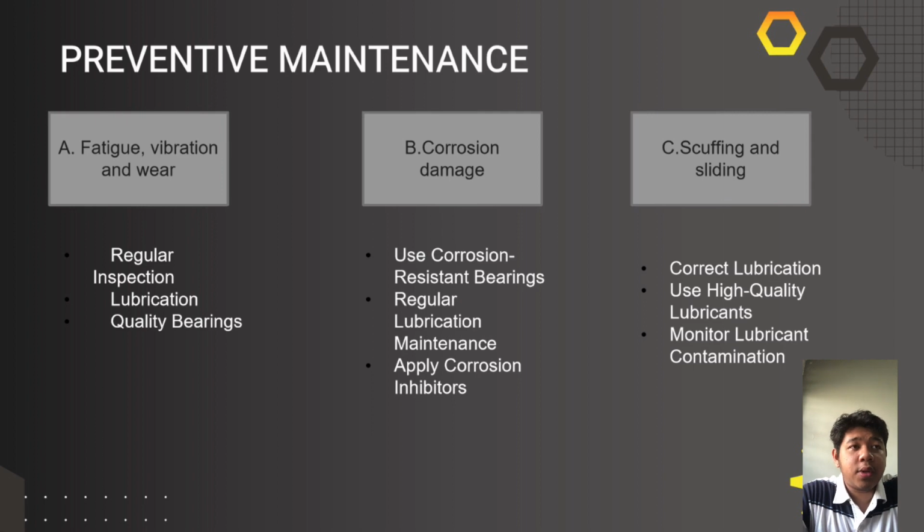On this slide I want to talk about preventive maintenance. One, fatigue, vibration and wear: regular inspection, lubrication and quality bearings. The second one, corrosion damage. How to prevent it? We use corrosion resistant bearings, regular lubrication maintenance, and apply corrosion inhibitors. The last one, scuffing and sliding: use the correct lubrication, use high quality lubricants and monitor lubricant contamination.